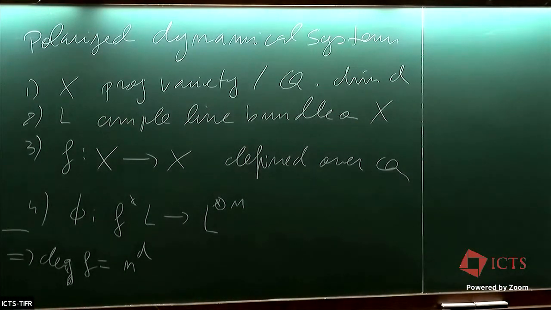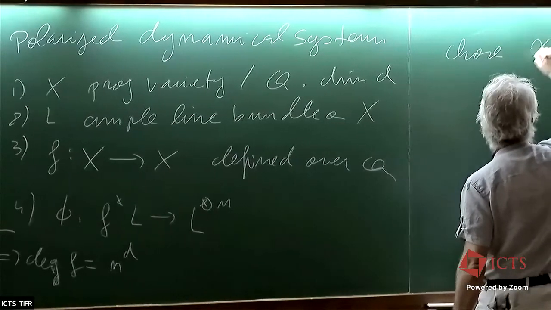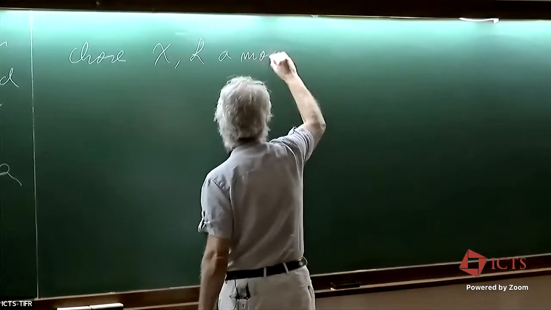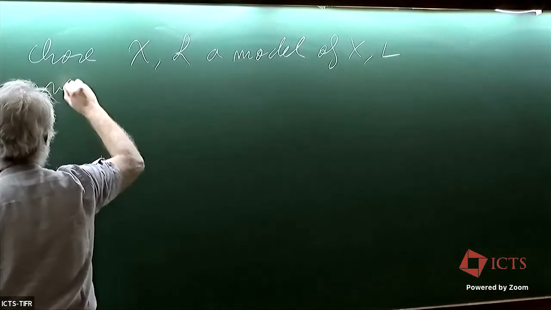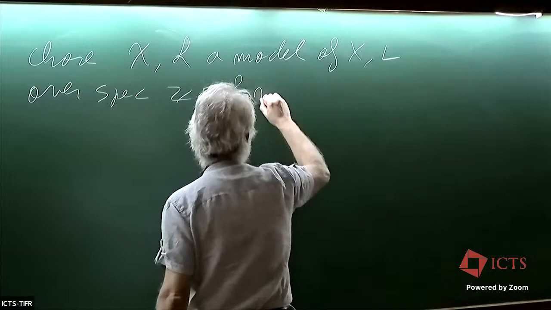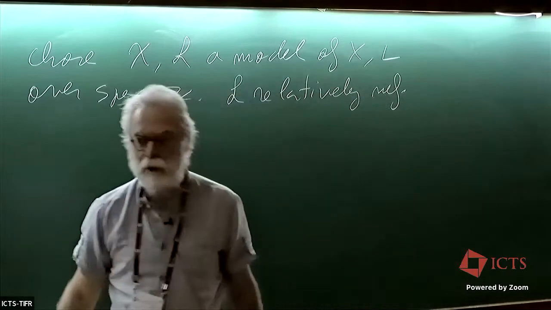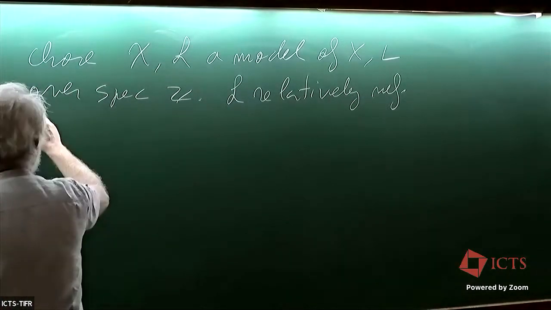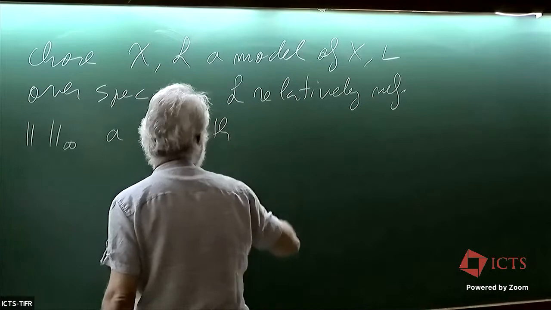Now let's assume that I start with this situation. Then I can start putting a metric on my line bundle. I can choose a model of X and L over Spec Z, and I want to ask L to be relatively nef, so it corresponds to a positive metric. And let's put at infinity a smooth semi-positive metric.